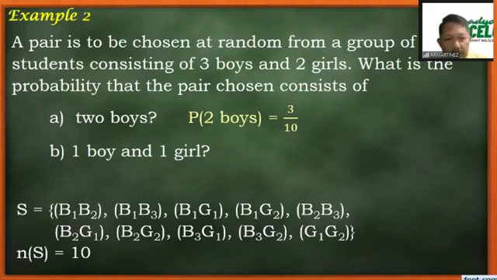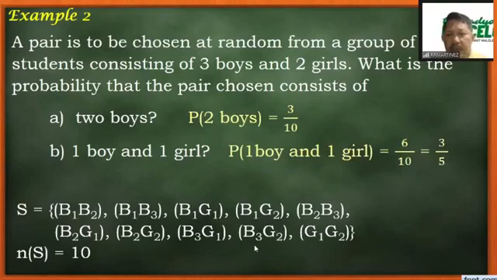Okay? And then what is the probability of getting 1 boy and 1 girl? So getting 1 boy and 1 girl, let us count. We have 1 boy, 1 girl. So 1, 2, 3, 4, 5, 6. There are 6. 6 over 10 or 3 over 5. The probability of getting 1 boy and 1 girl equals 3 over 5.